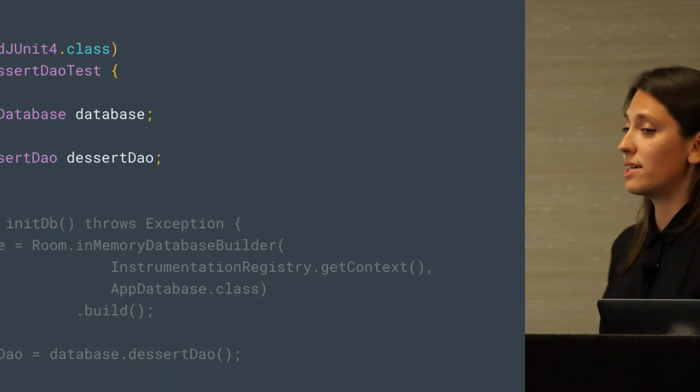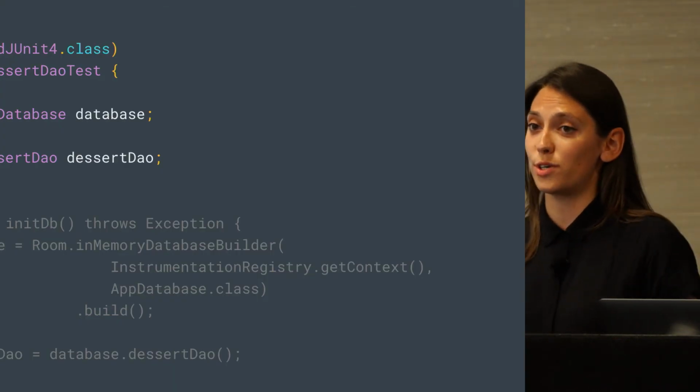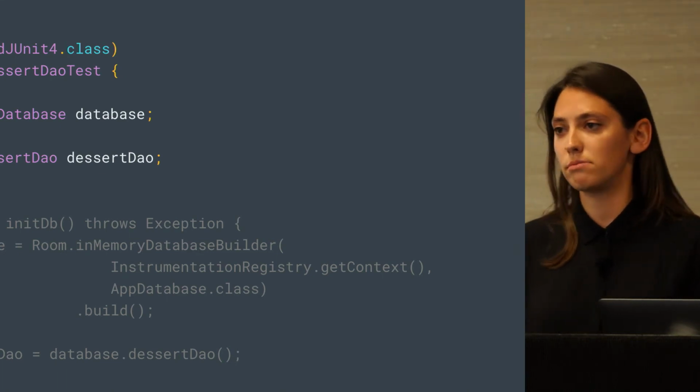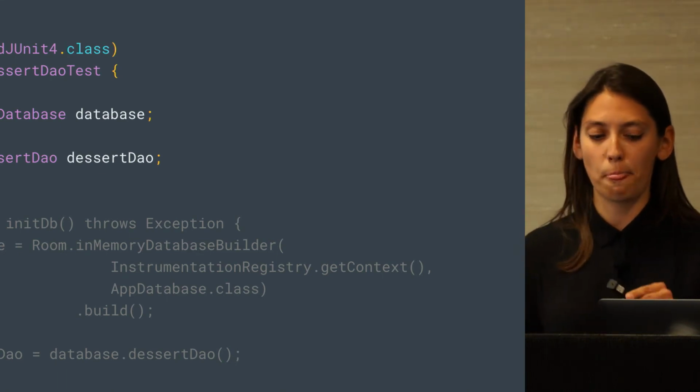So now we've defined our DAOs, but we really want to make sure that we did a good job defining them. So let's see how we test them. In order to test the DAO, you need to implement an Android JUnit test. And here, you would have a reference to your database and to your DAO that you're testing.